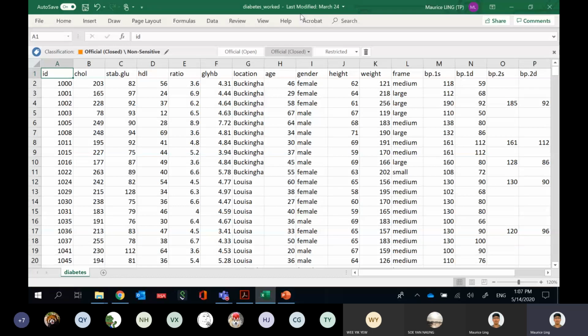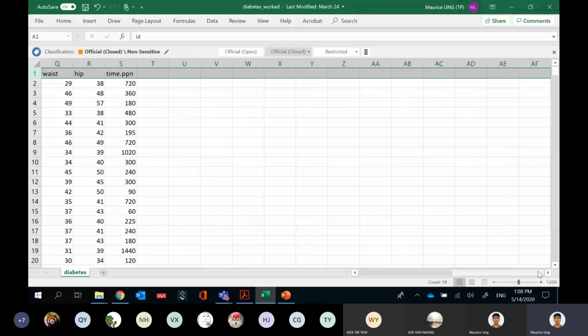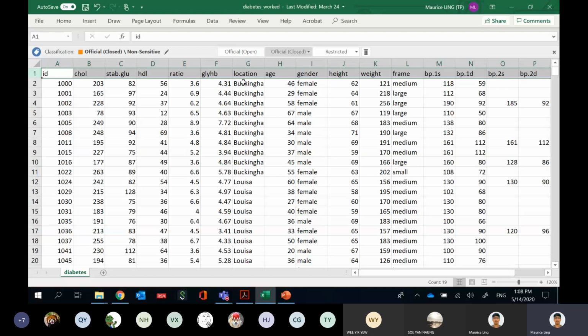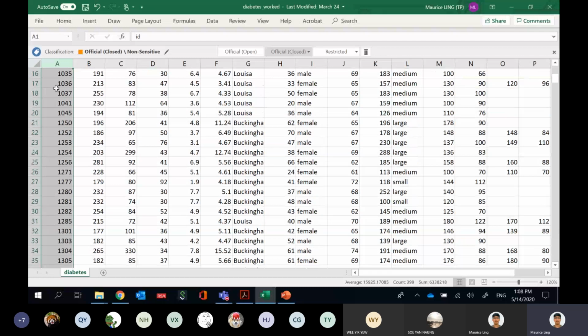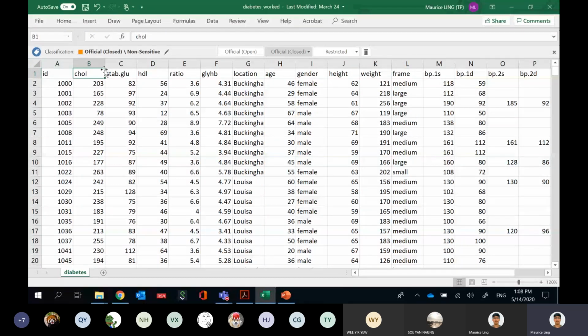Or have? Okay, so the first thing when you open this data set is you have to look through all the columns. What do the columns mean? Sometimes it doesn't make a lot of sense. I do not know every single thing. So you look at this. This is the ID of the patients. Okay, so it's a running number. Cholesterol level doesn't give me a unit, but there's cholesterol level. Stable glucose level, HDL, which is your high density lipoprotein. Ratio, I do not really know what on earth it means. Okay, this is the glycosylated hemoglobin.